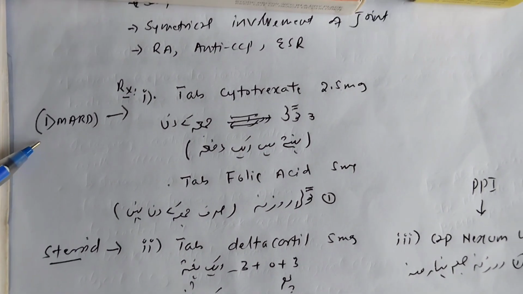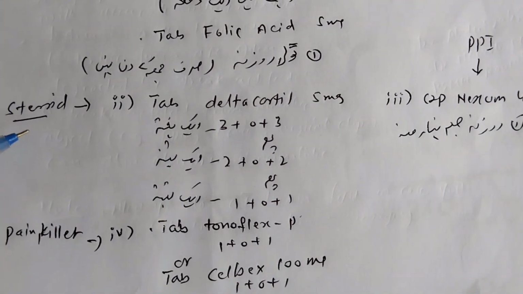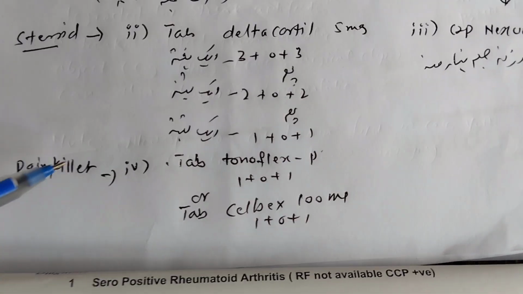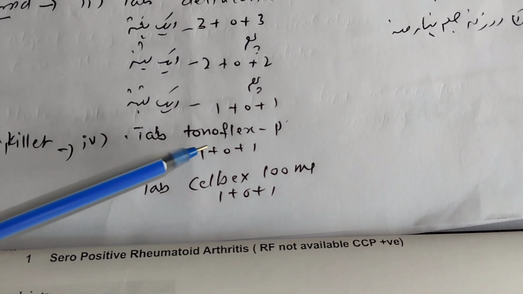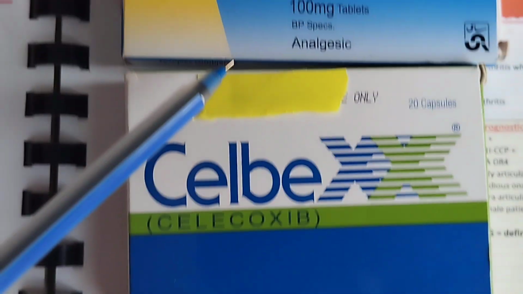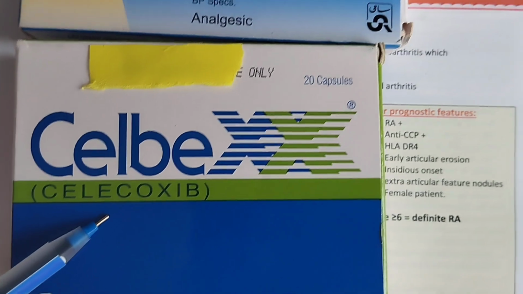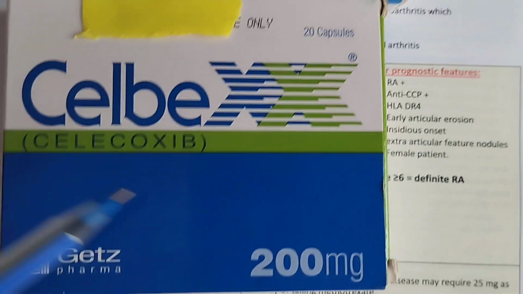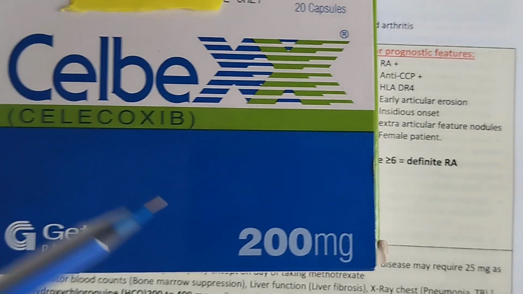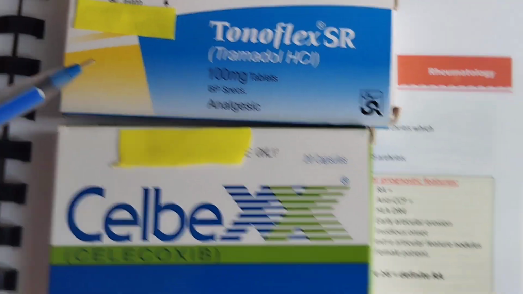Okay, so we give the DMARD and then we give the steroid, and now we will give the painkiller coverage to the patient. So we can give Tonoplex P or Celbix 100 mg. We can give Tramadol SOS, and we can also give Celbix, Celecoxib, which is stomach friendly. So we will advise 200 mg OD or 100 mg BD, or you can add any painkiller.